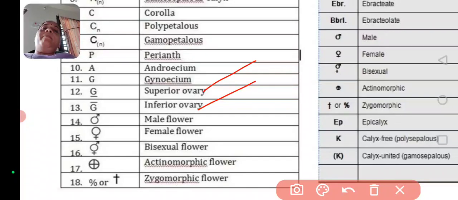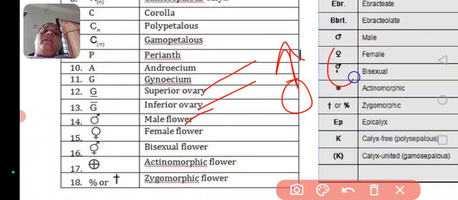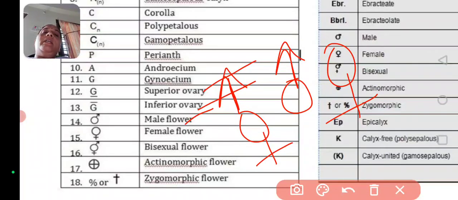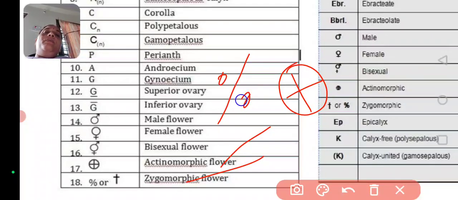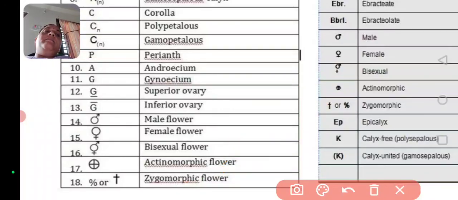We put the dash mark. This is a male flower symbol. This is a female flower symbol. Bisexual means having both the male and the female sex organs, so this is a bisexual flower symbol. Next one is actinomorphic flower, based on the symmetry. This is a zygomorphic flower. You put the symbol like this.